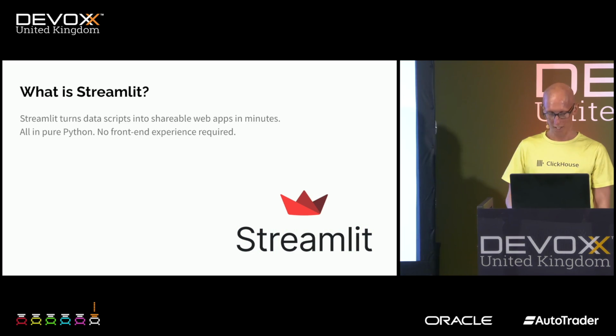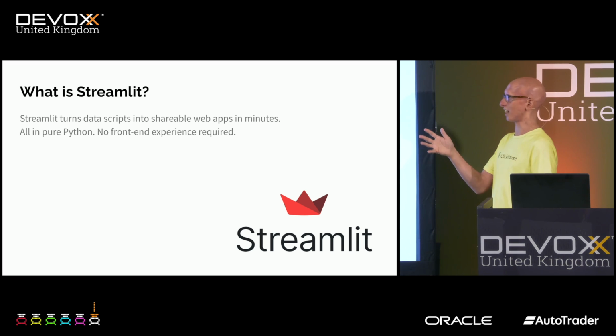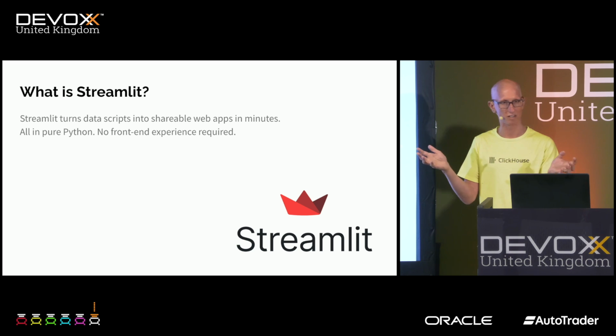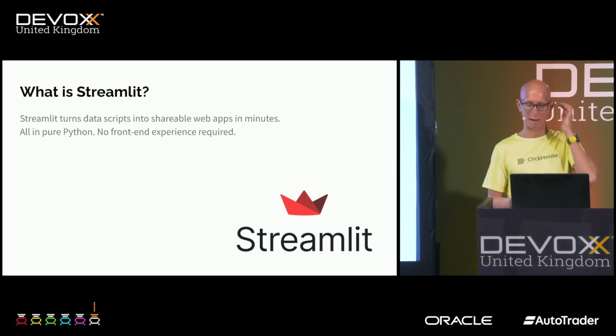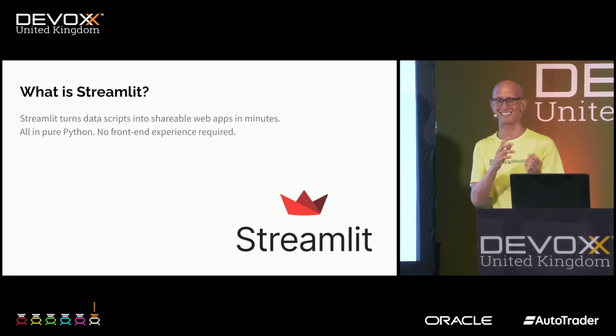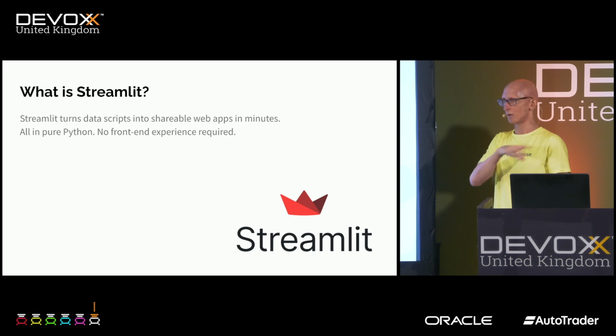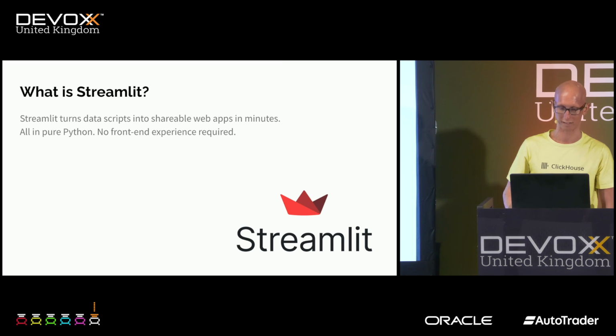Streamlit allows you to write code in Python, so you don't really need to do any front-end stuff, and it effectively builds you a shareable web app in, I mean, it says in minutes. Obviously, that's if you do a really, really simple one. This took more than a few minutes for us to make. But all the code that we're showing you here, we'll have it available for you at the end, so you don't need to remember anything that we're doing.